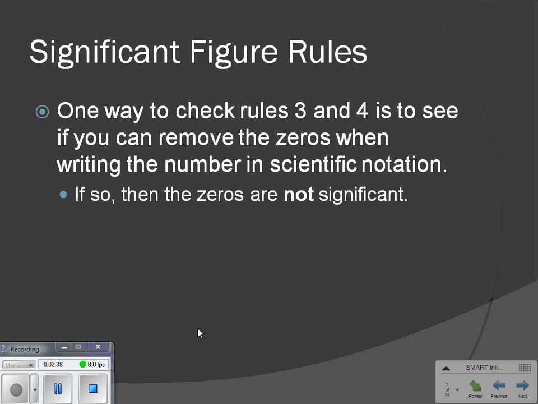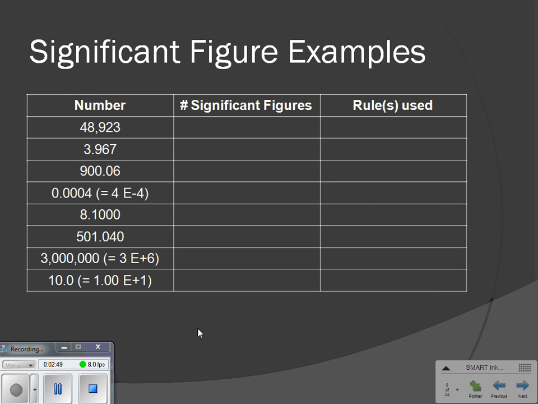So, one thing we might want to see is, can we remove the zeros when we're writing it in scientific notation? If we can, the zeros are not significant. So if we look at some examples here, we start with 48,923. There are 5 significant figures here. And we are using the first rule, which says that all non-zero numbers are always significant. Our second number, 3.967. There are 4 significant numbers for the same reason.